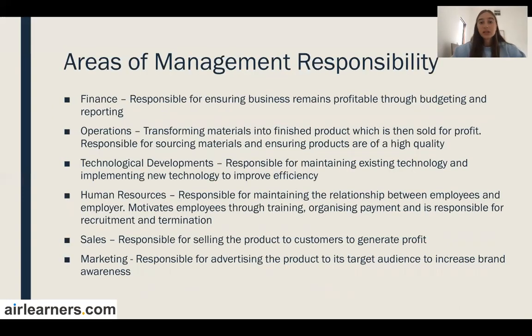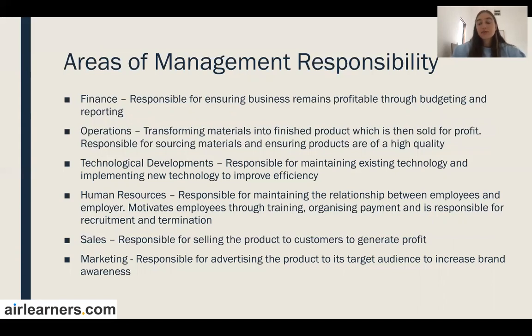And that brings us on to the next point, which is your areas of management responsibility. In order to achieve the 4 business objectives that we just went through, you need to have different areas of management responsibility to carry out all of those business objectives. So there are 5 different areas of management responsibility, because we normally put together sales and marketing as one area, because their roles are quite similar. So the first one that you need to know is your finance.